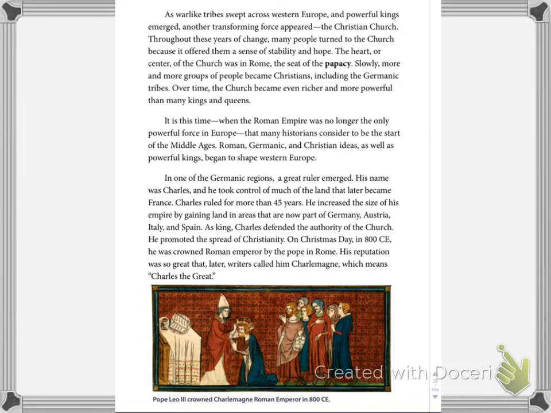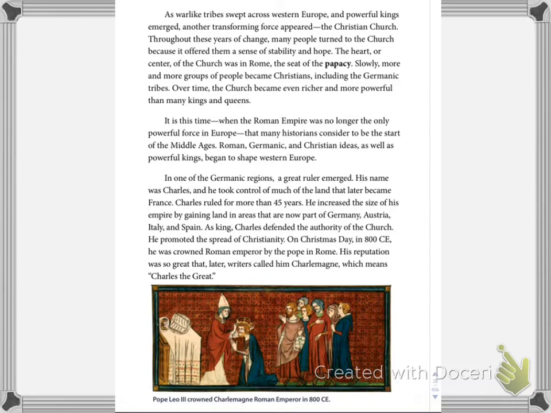Church. Throughout these years of change, many people turned to the church because it offered them a sense of stability and hope. The heart or center of the church was in Rome, the seat of the papacy. Papacy is the office or position of the Pope. Slowly, more and more groups of people became Christians, including the Germanic tribes. Over time, the church became even richer and more powerful than many kings and queens. It is this time, when the Roman Empire was no longer the only powerful force in Europe, that many historians consider to be the start of the Middle Ages.